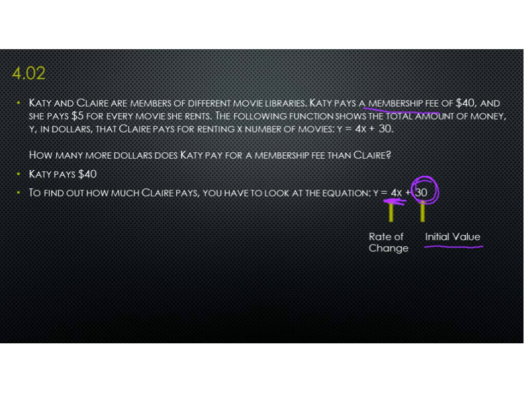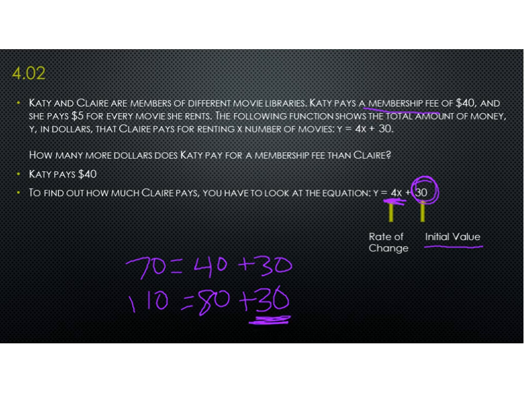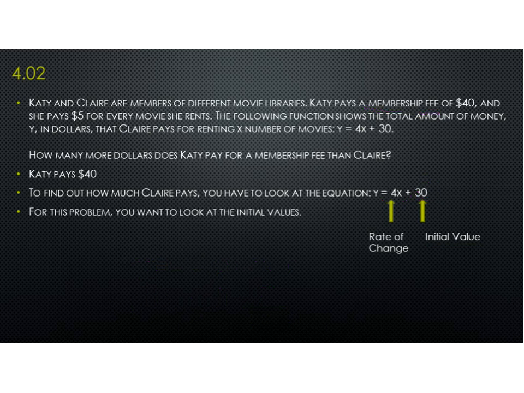So in this situation, however many movies she rents, that's the input, that's your x value. And the rate of change is $4. If she rents 10 movies, she pays $40 plus 30, so she paid 70 total. If she rents 20 movies, 20 times 4 is $80 plus her initial membership fee of 30, that's going to be $110 total. So no matter how many movies she rents, she's still got this $30 membership fee that she paid. And that's never going to change. That's always just going to be her initial payment or her initial value.